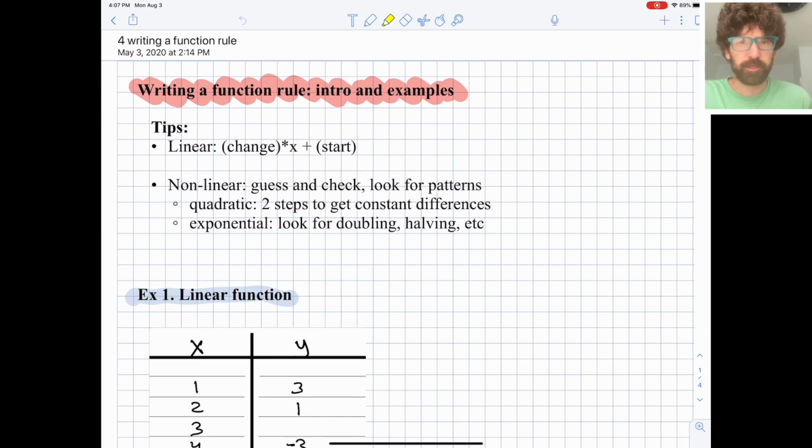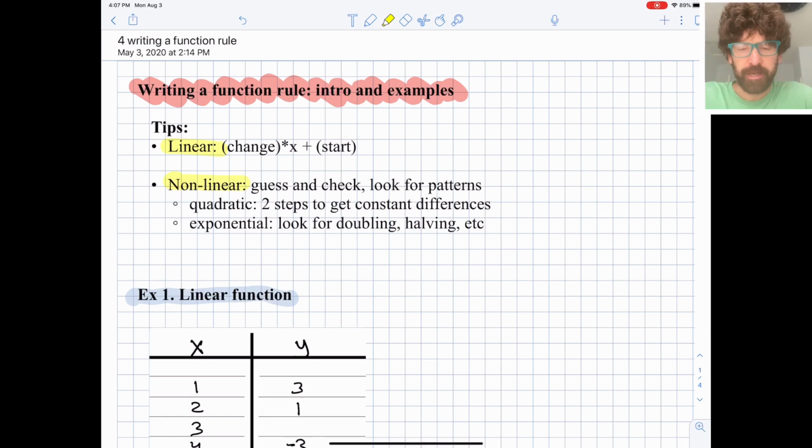So a couple tips I want to show you. First, you need to figure out if it's linear or nonlinear. For linear, there's a pretty straightforward rule you can always follow, where the rule will be equal to change times x plus start. We'll get much more formal with this in our next unit, which is all about linear functions. But for now, it's just change times x plus start gives you the y value. If you can find out what the change is and what the start is, you're good to go. For nonlinear, there's some guessing and checking you might need to do.